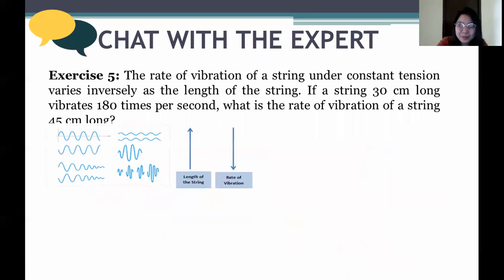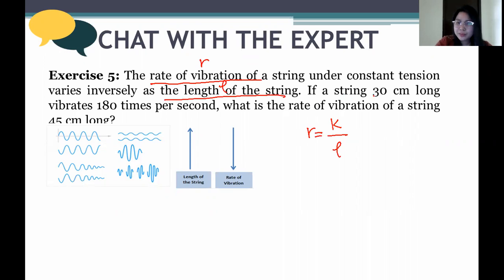Now let's go to the next one. In the next one, it tells us that the longer the string is, the less will be the number of vibrations or the rate of vibrations. Now here, the rate of vibration of a string under constant tension varies inversely as the length of the string. This will be R, this will be L. So we can write our general formula as R equals K over L.